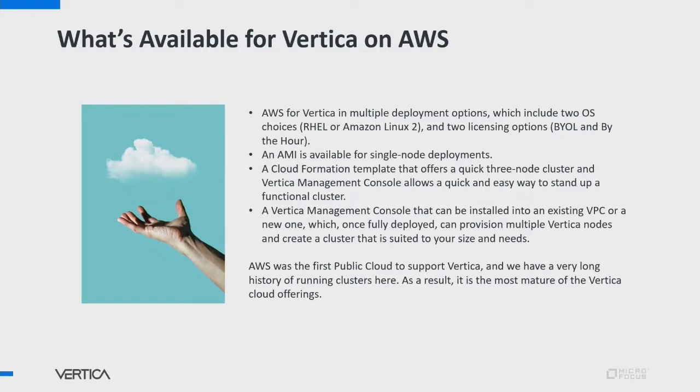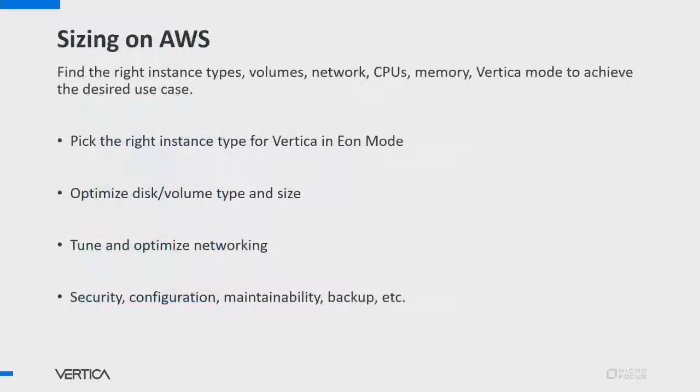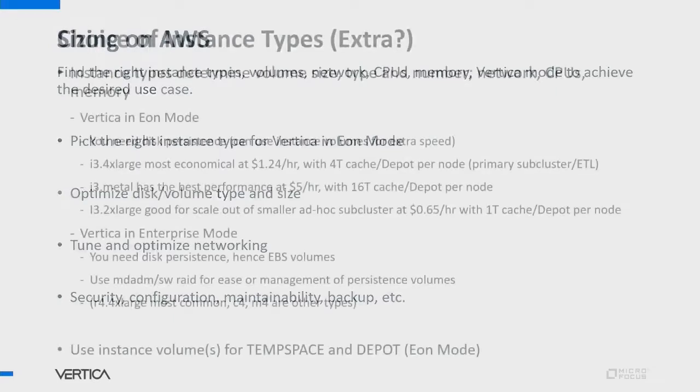Vertica offers two types of CFTs in Marketplace, namely Vertica by the hour and Vertica bring your own license, with Amazon Linux or Red Hat as the supported operating system. Let's say you plan to install Vertica manually using existing deployed AWS resources. Vertica provides an AMI that you can install on AWS resources. However, users need to choose the right instance types, disk types, configure the network, security, and so on. Let's review each of them in detail.